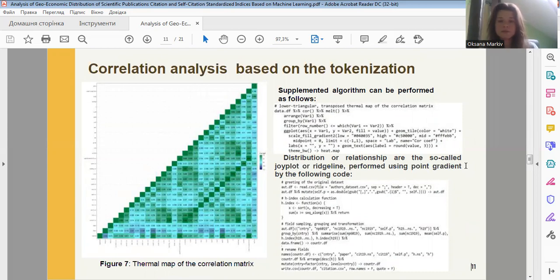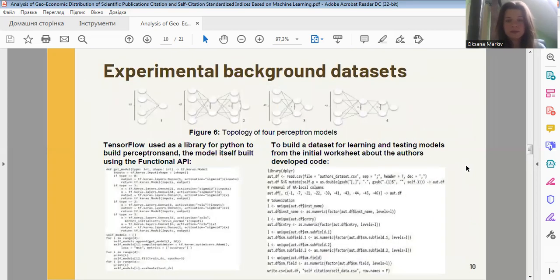The last part of research is in neural networks development. The paper demonstrates 4 types of perceptrons here in this figure, yes, and it is shown the topology of 4 perceptrons models, and TensorFlow used as library for Python to build perceptrons, and the model is self-built using the functional API. And to build a data set for learning and testing models for the initial worksheets about the authors, such code is developed.